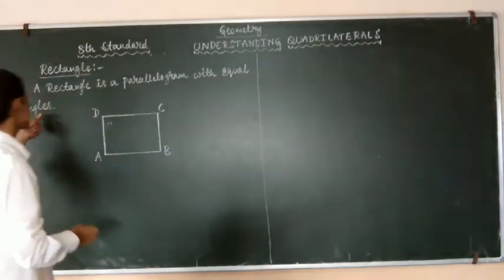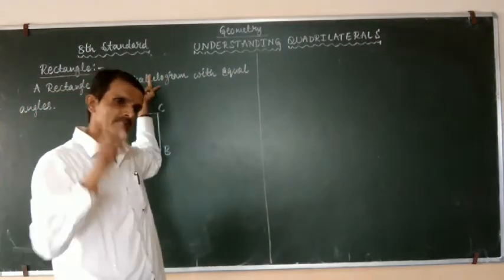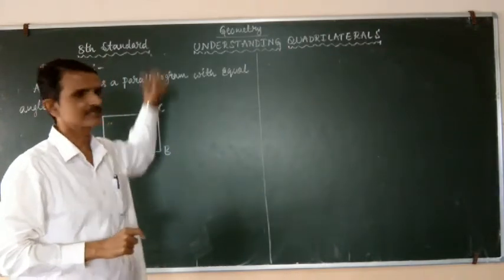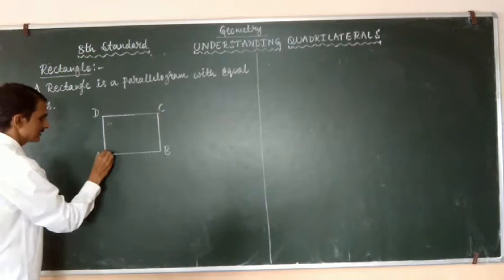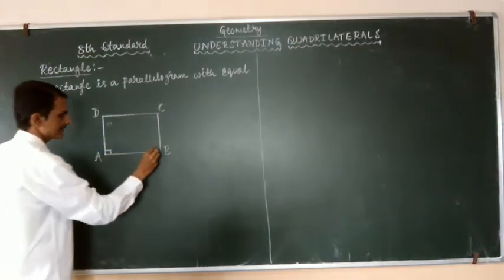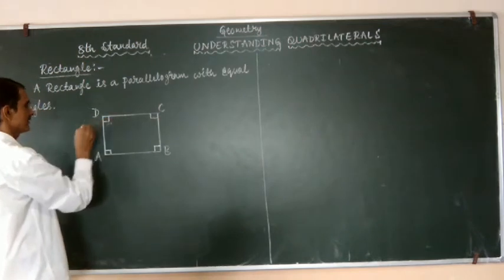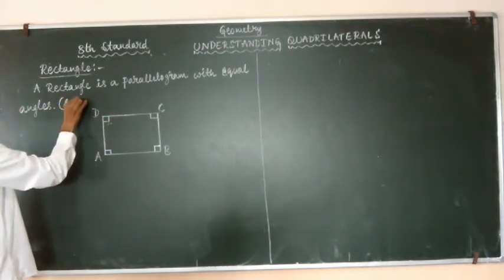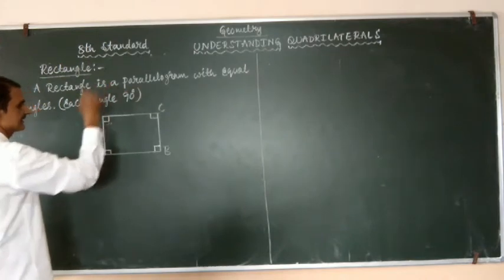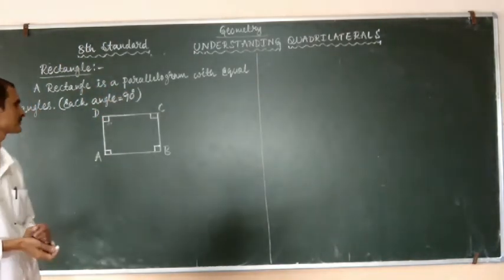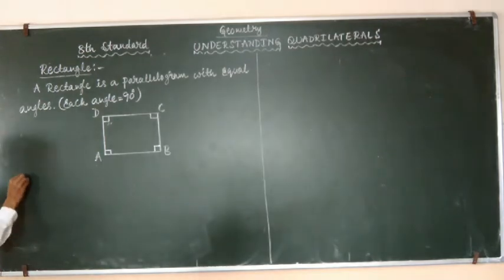Okay students, so that means a rectangle is a parallelogram with equal angles. It is a parallelogram, so it has opposite sides equal and parallel. But the angles are equal, that means each angle is equal to 90 degrees. Okay students, so now we will see the properties of the rectangle.